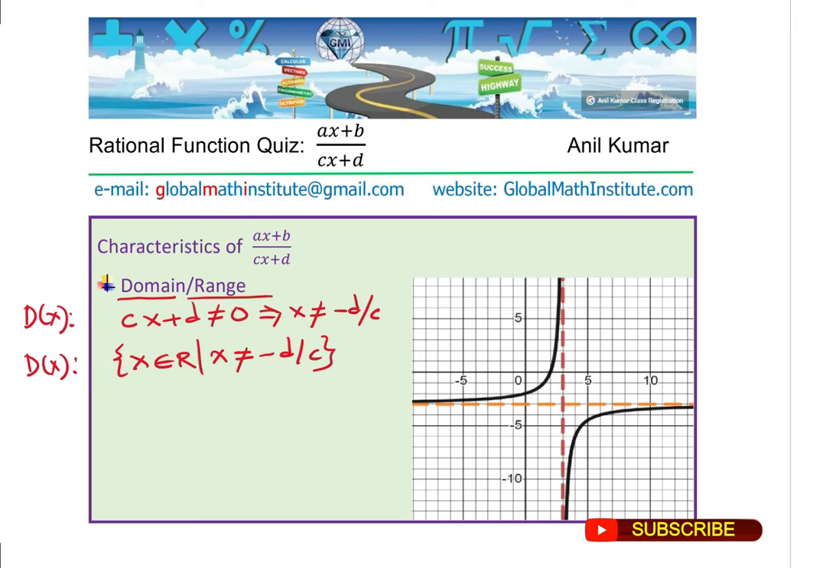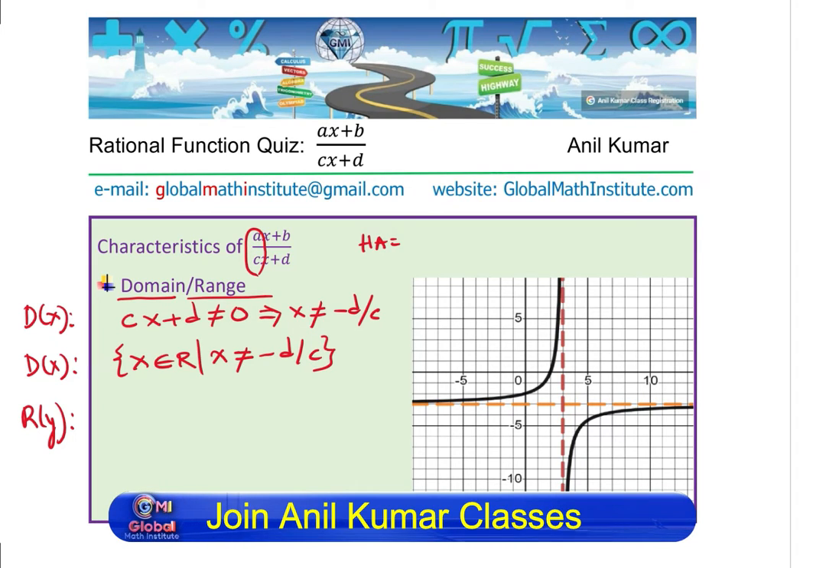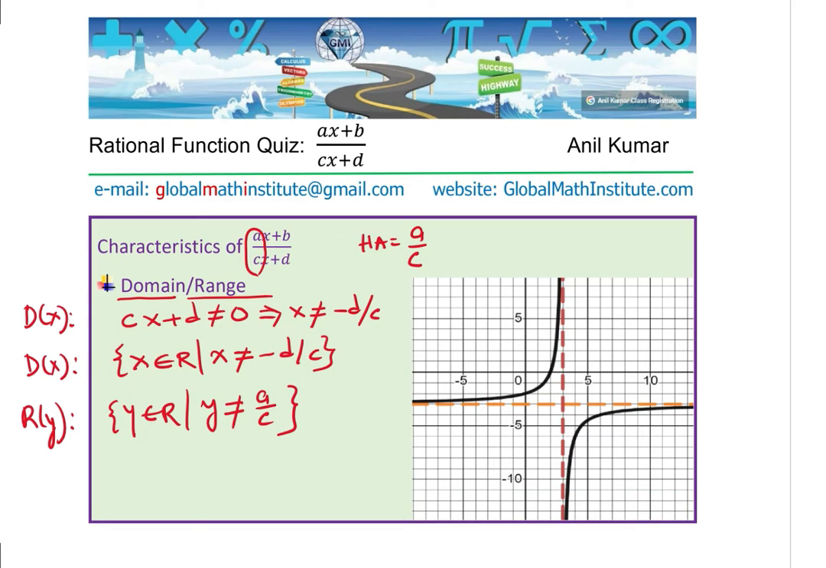Now how about the range? So the range is the y values which the function can take. Now, it cannot take the value of this horizontal asymptote, as you are seeing, correct? So the horizontal asymptote was what? The horizontal asymptote was a over c, this ratio. So the range is y belongs to real numbers where y is not equal to a over c. You get the idea, right?